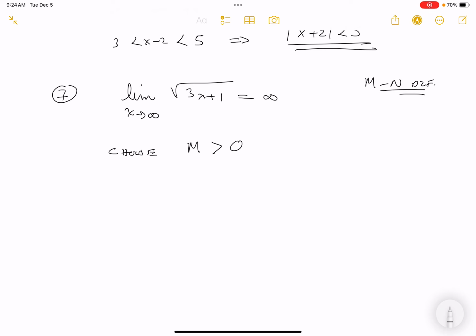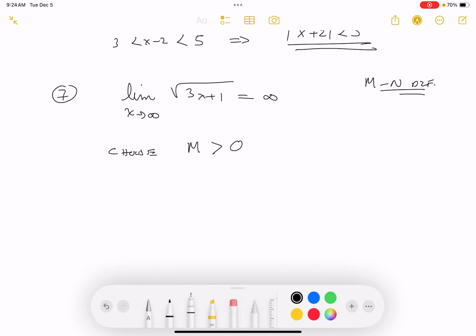Then what we're going to do is, I'm sorry, I started off wrong. I said choose. I should have said given. I'm sorry about that. I'll get my eraser out. Got to keep track of this. All right, so this is going to be given. Sorry about that. So given, now we're going to choose. What are we going to choose? We're going to choose an N now.